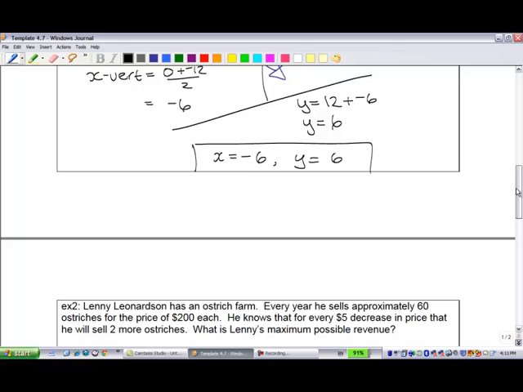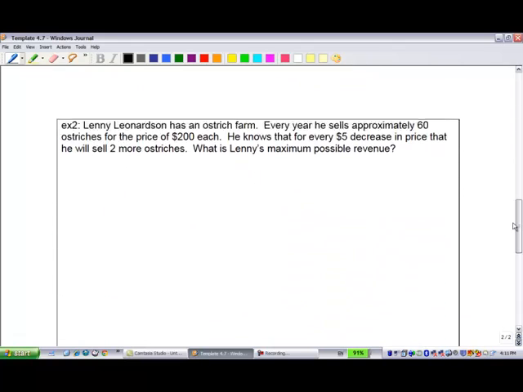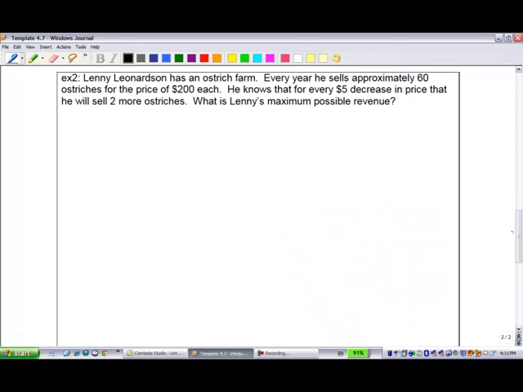This next question is a bit of a specific one. It's an optimization one where we're increasing and decreasing kind of two pieces of the equation. Lenny Leonardson has an ostrich farm. Every year he sells approximately 60 ostriches for the price of $200 each.